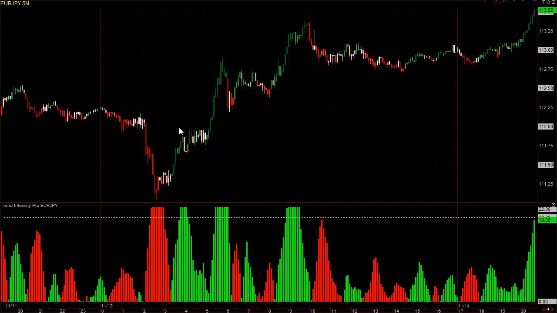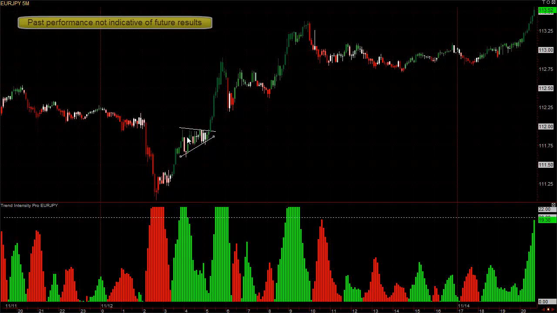It shoots up, goes sideways for not much more than an hour, little flag pattern with higher lows, and it breaks out, and on top of that you had off the charts incredible strength, which means the euro at that time was one of the strongest of all the pairs, and the yen was one of the weakest, which means it's very likely to continue up.